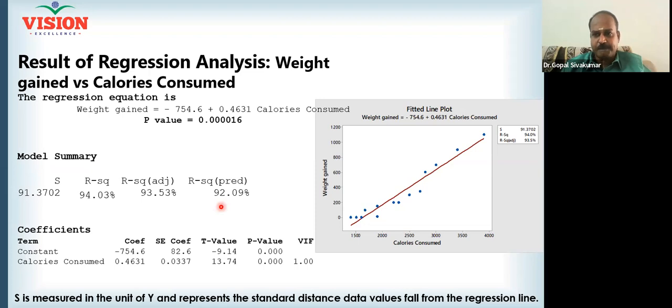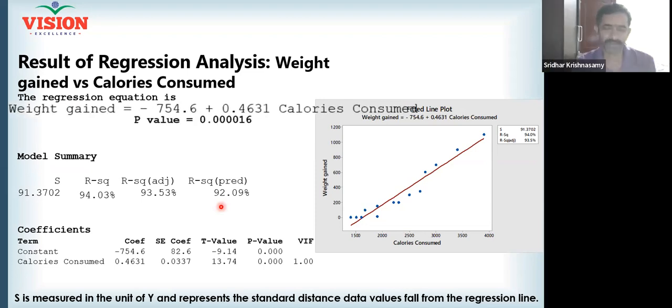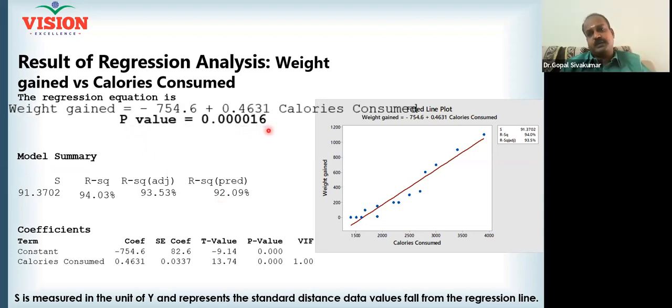Yes? So can you explain again the confidence and the prediction? The confidence interval, I'll explain. That's coming in a separate slide. Okay. See here also the p-value comes. Whenever a p-value comes, what should be your goal? The p-value should be less than 5%. When the p-value is less than 5%, you can believe in the regression equation. Look here, the p-value is very low.